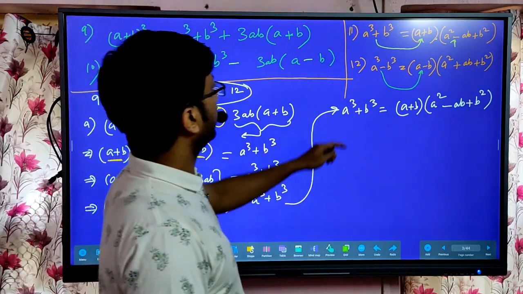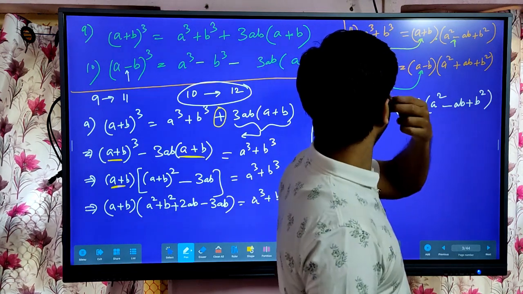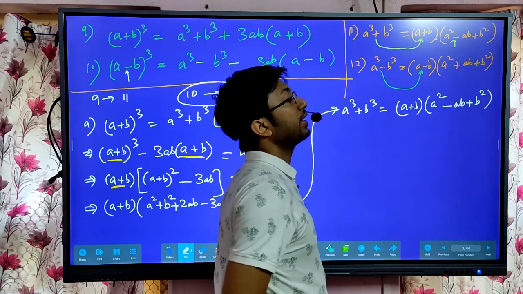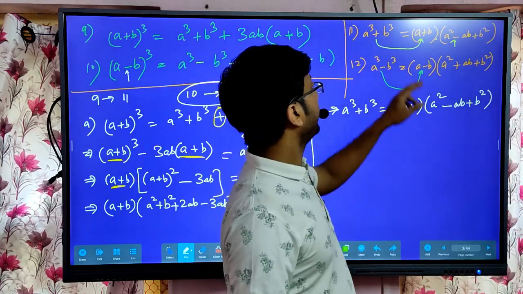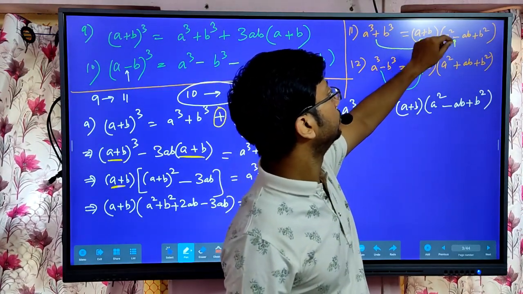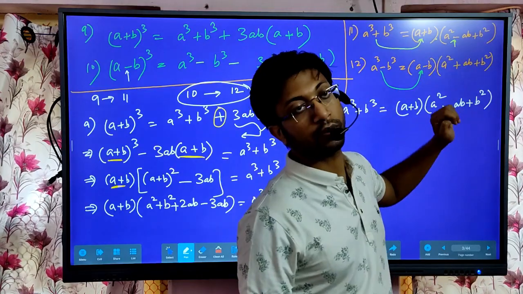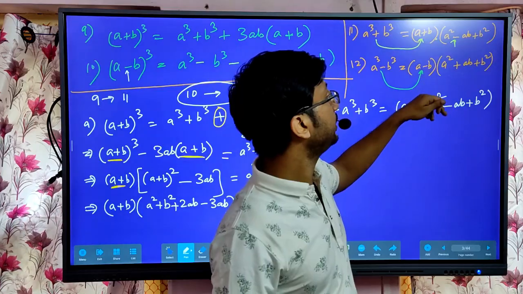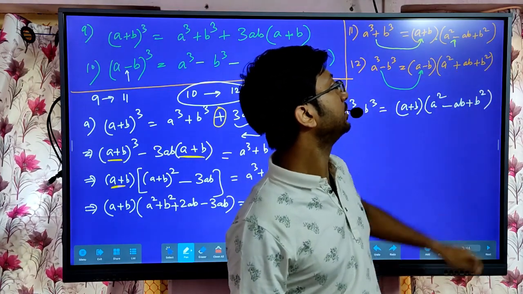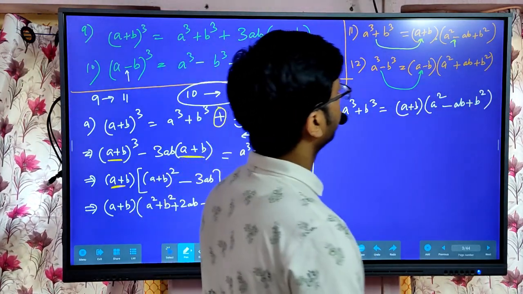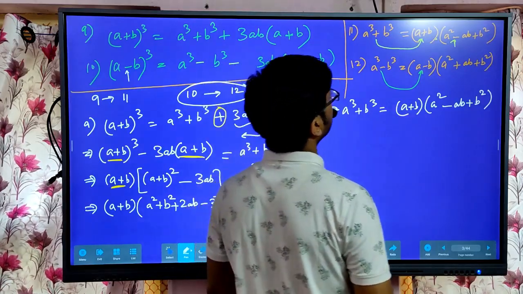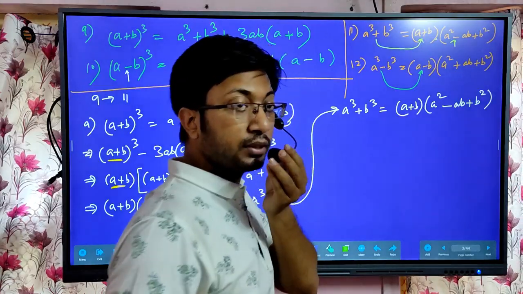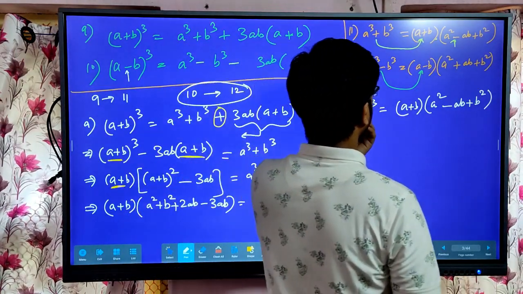So now here it is a cube plus b cube and a cube minus b cube. This formula you have learnt in class 8 in factorization also, where a cube plus b cube will be a plus b into a square minus ab plus b square, and a cube minus b cube will be a minus b into a square plus ab plus b square. You should remember that it is not 2ab, it is only ab.